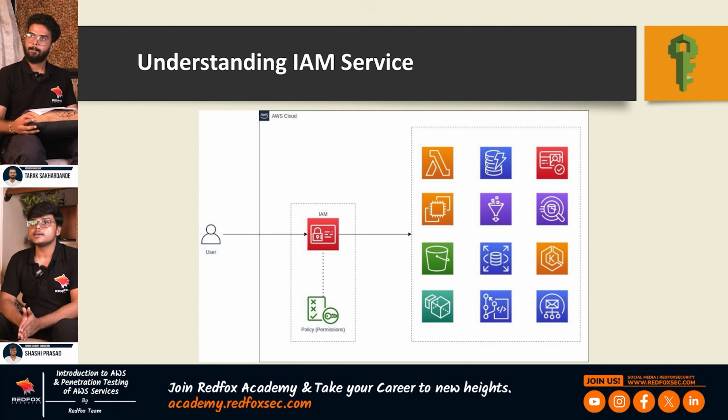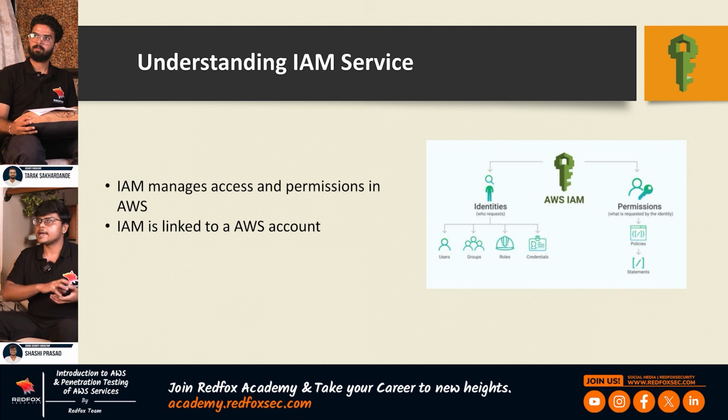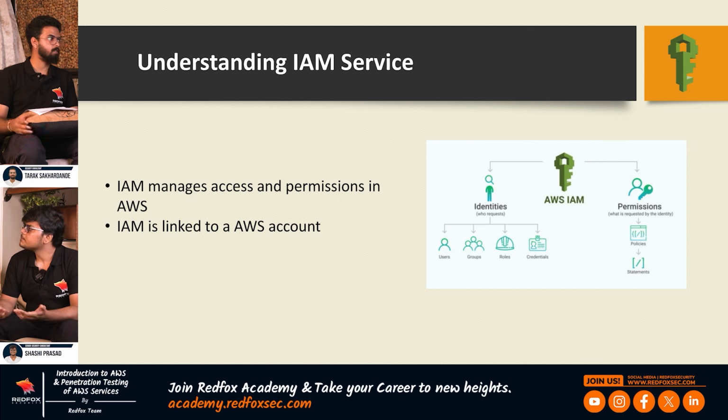As we can see here, a user who wants to access these services has to go through this IAM firewall. This is not a firewall, but the IAM service. In this IAM service, we define a set of permissions, and based on those permissions, the user can access the services if they are allowed to. If they are denied, they will not be able to access any of the services. So IAM is basically acting as the authorization part, access control.